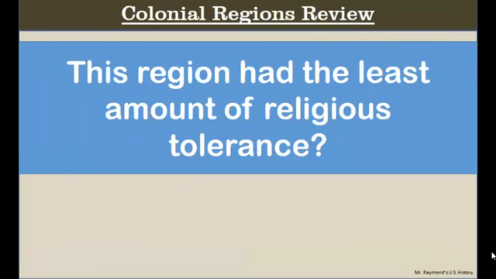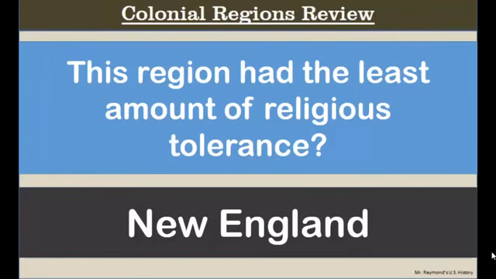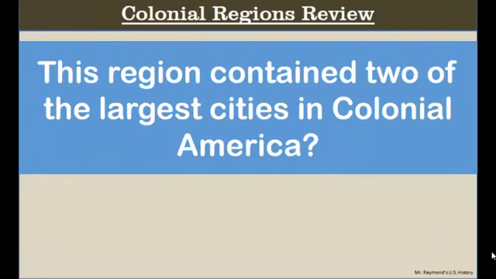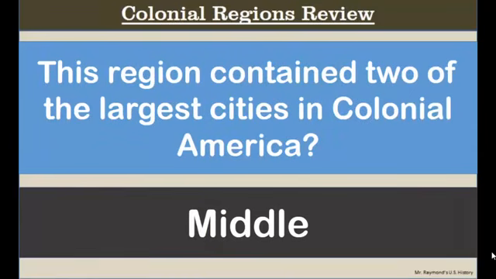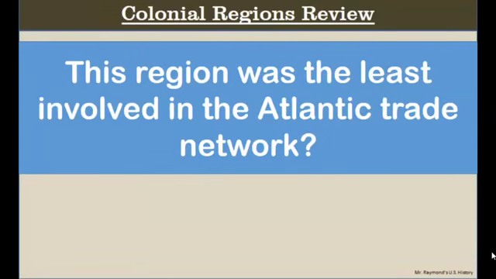This region had the least amount of religious tolerance. They had the strictest rules on religion. New England and the Puritans. This region contained two of the largest cities in colonial America. The middle with New York and Philadelphia.